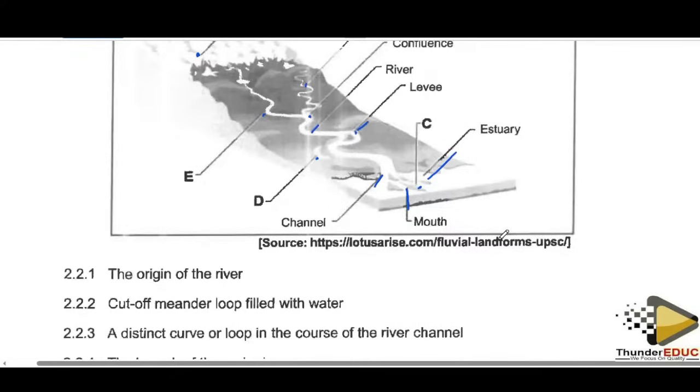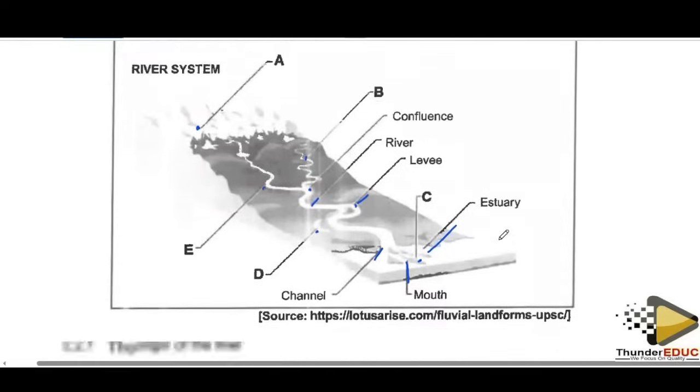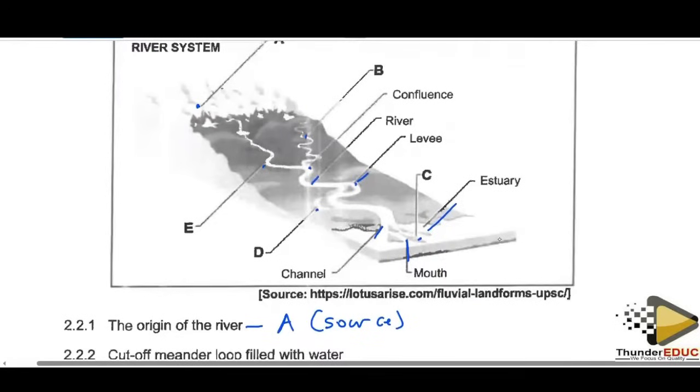2.2.1, they said the origin of the river. I think all of us refer to that as point A or the source. So you could say point A or the source, because we know the source is the starting point of the river, and the source is always found in the higher areas. You can see that on this side, the gradient is steep, or it is high. This side is high, this side is low, meaning the river is flowing from a higher point all the way to the lower point.